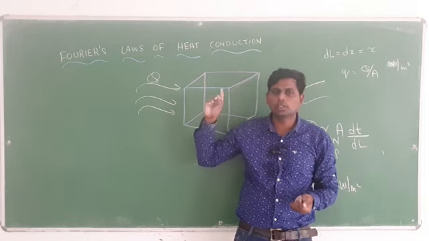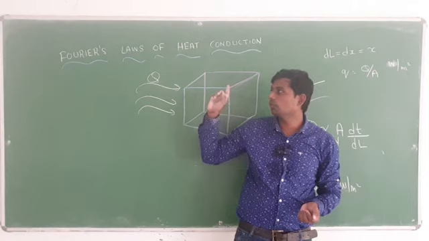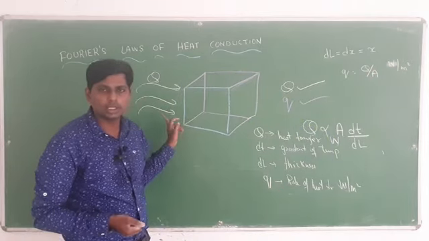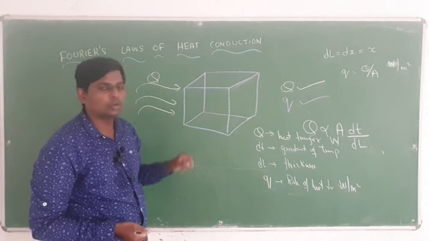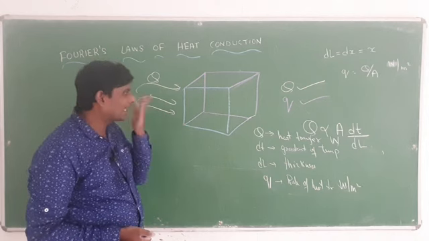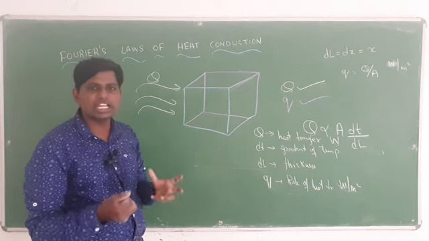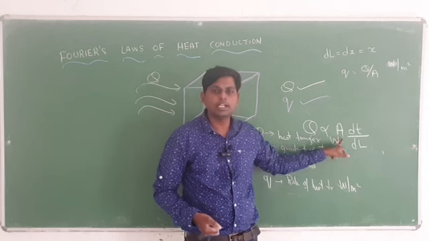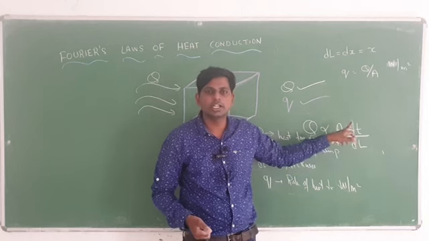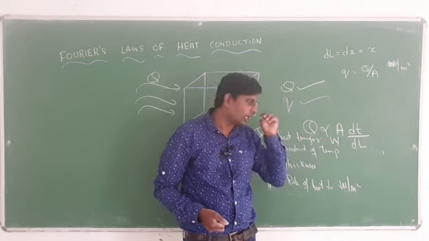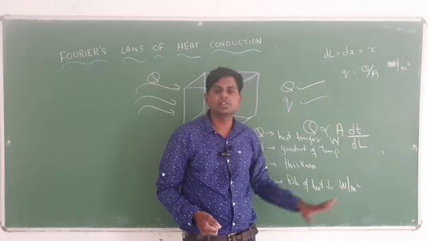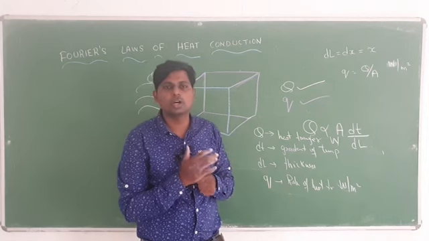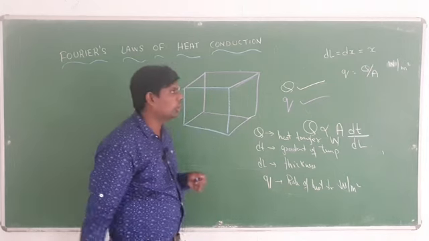What is Fourier law of heat transfer? The rate of heat transfer through a simple homogeneous solid is directly proportional to area, directly proportional to the temperature difference, and inversely proportional to its length. You have to remember this. This one is known as the Fourier law of heat conduction.